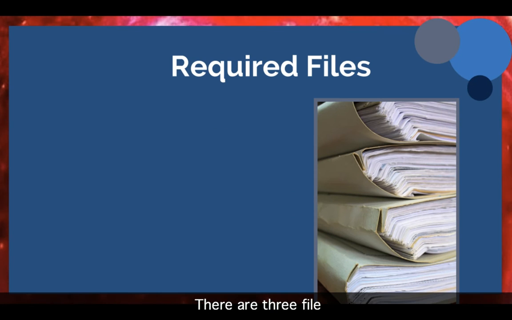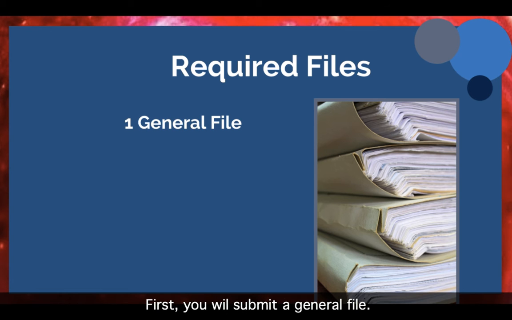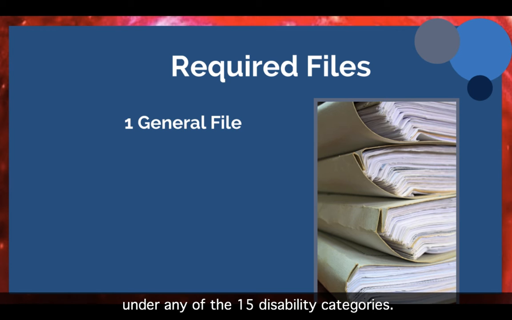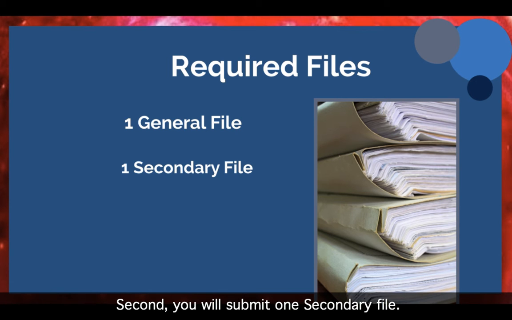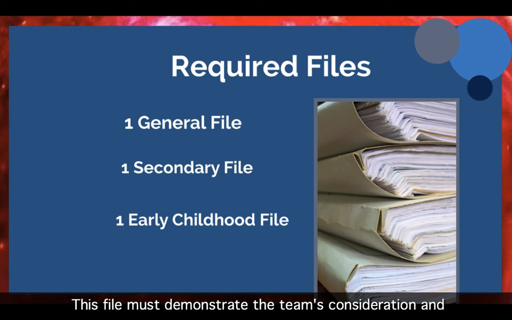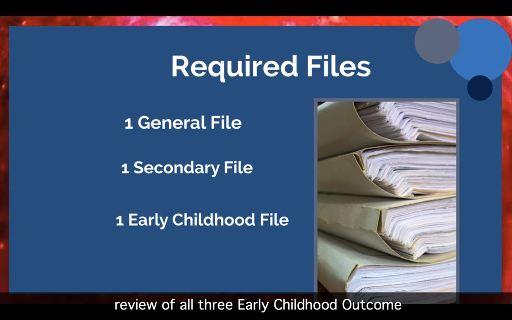There are 3 file types required as part of your file review. First, you will submit a general file. This is often a student in elementary or middle school who falls under any of the 15 disability categories. Second, you will submit one secondary file. This file must include an IEP with the required components of a transition plan and documentation of the student's participation within that process. Lastly, you will submit an early childhood file. This file must demonstrate the team's consideration and review of all 3 early childhood outcome areas.